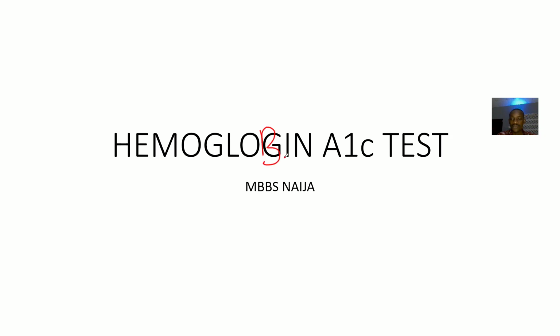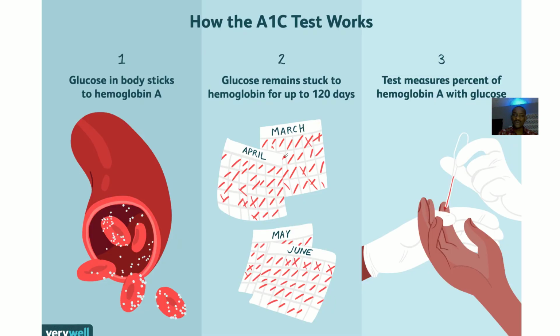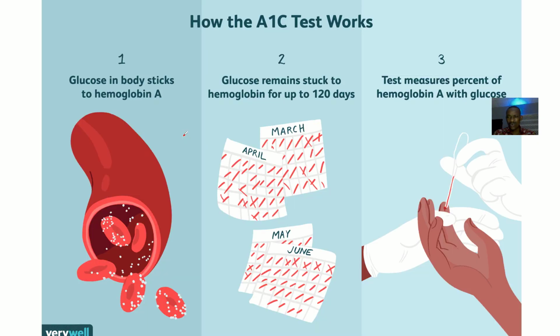All right, guys. So for the hemoglobin A1c test, that's the next test we'll be looking at. And the hemoglobin A1c test is also known as what? Glycated hemoglobin test. So what do you actually mean when you say that hemoglobin is glycated?